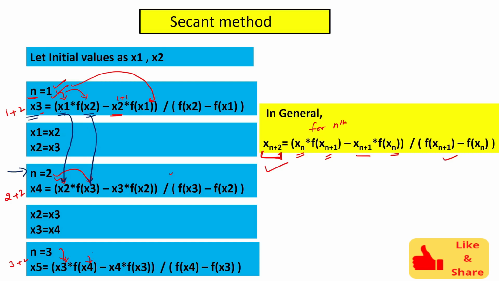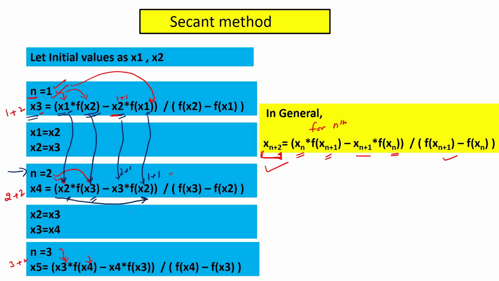That means here the subscript is 1, but here it will be 2. In the first iteration it is 2, but here it will be 3. The same way, in the first iteration here we have 2, but here it will be 2 plus 1. Here subscript is 1, but it will be 2 here, that is 1 plus 1. That is, whatever the subscript was present in the previous iteration, in the next iteration the subscript will be incremented by 1.